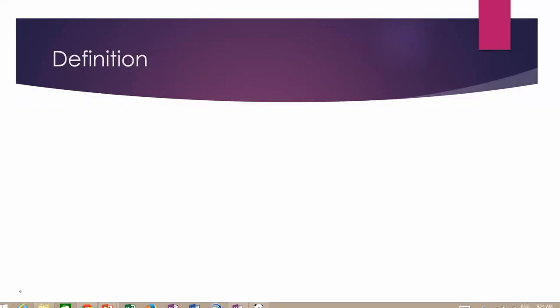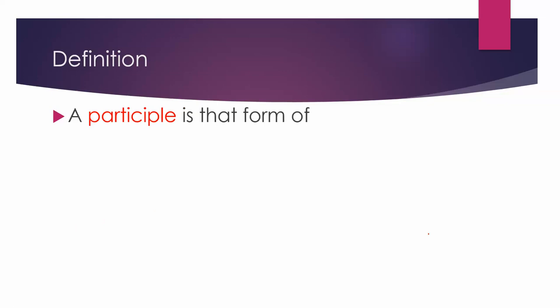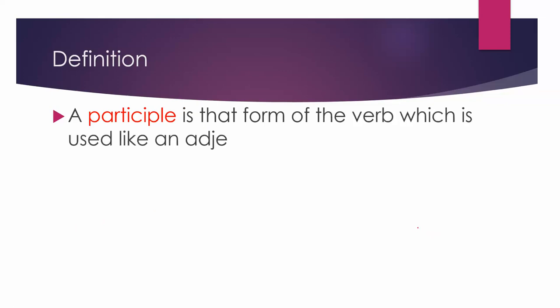Definition. A participle is that form of the verb which is used like an adjective. So again, these are going to be like adjectives. We've talked a lot lately about things that function as adjectives: the superlative and comparative forms, and demonstrative adjectives, hic and ille. Now we are going to find out about participles that also function like adjectives.